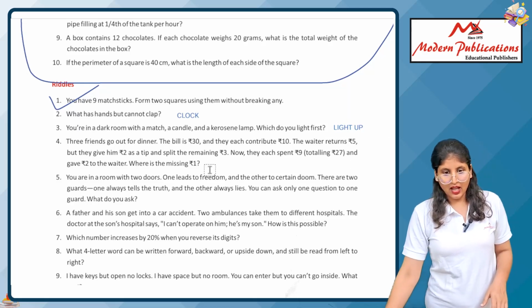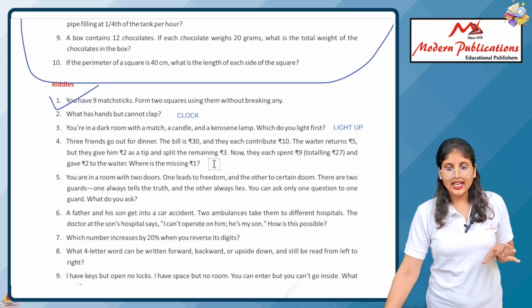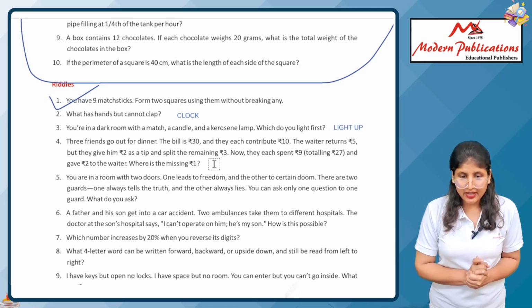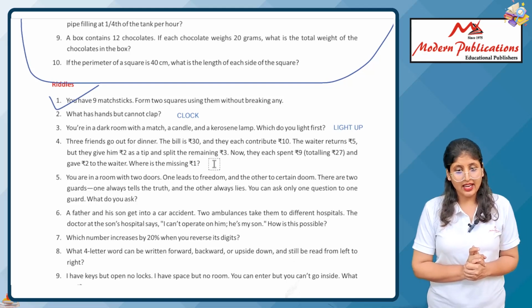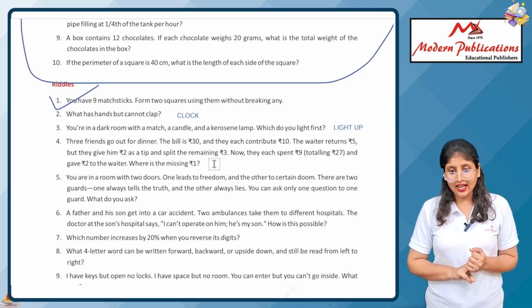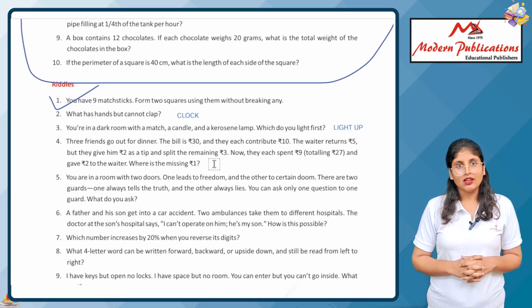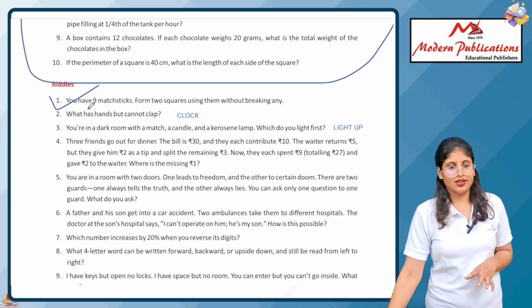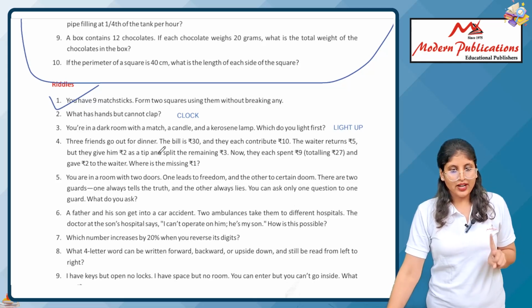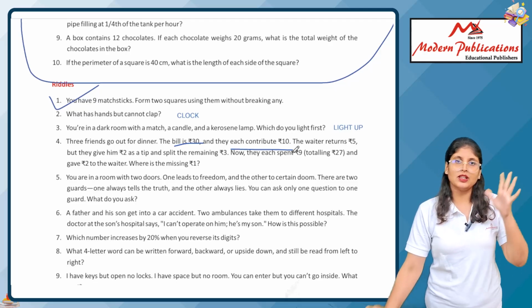Next is easy. 3 friends are going for dinner. The bill is 30 rupees and each contributes 10 rupees. The waiter returns 5, but they give 2 rupees as a tip and split the remaining 3. Now they have spent 9 each, totaling 27, and gave 2 to the waiter. What is missing? Can you tell me how much is left? Look, 3 friends going for dinner. The bill comes to 30 rupees. Each contributes 10 rupees.